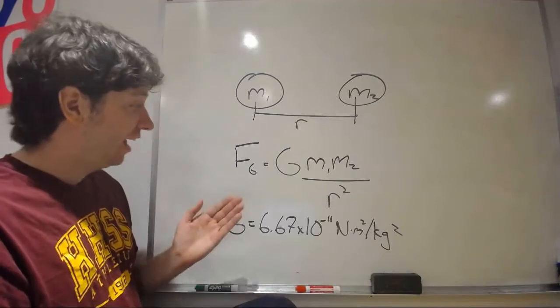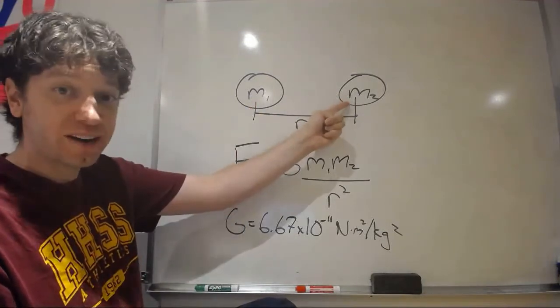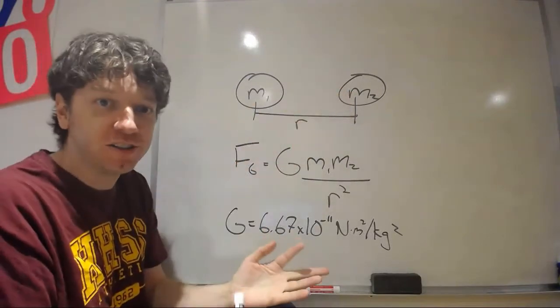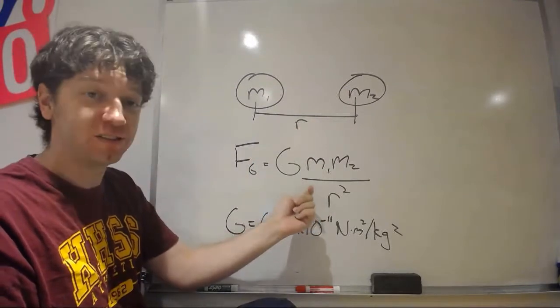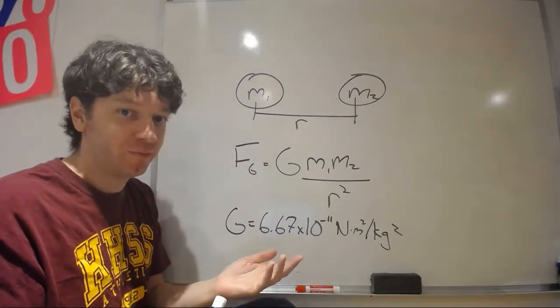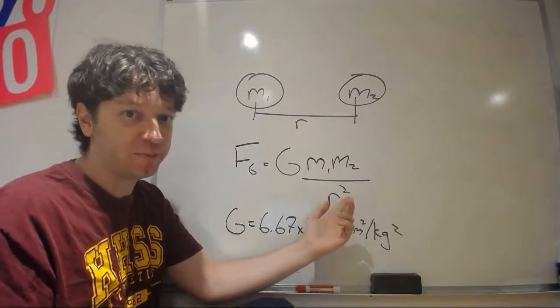Okay? And this tells us that any two objects with mass are gravitationally attracted to each other, proportional to their masses. So the larger the mass, the greater the force, and inversely proportional to their distance squared. So the closer you are, the greater the force. Okay, and that is squared. So that's a very, very big relationship there.